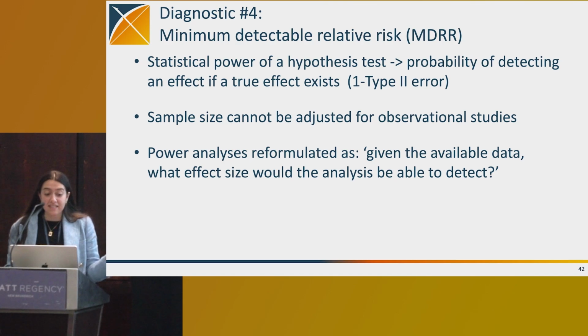Okay, and the last diagnostic that we use is minimum detectable relative risk, MDRR. When we're setting out to start a study, normally we do some kind of power analysis to see how many samples we need to show the effect that we're expecting. With observational data, our N is already defined. We can't change the number of patients or subjects that we have. So instead, we use this diagnostic to help us understand, given our sample size, how strong of an effect it is possible for us to detect.